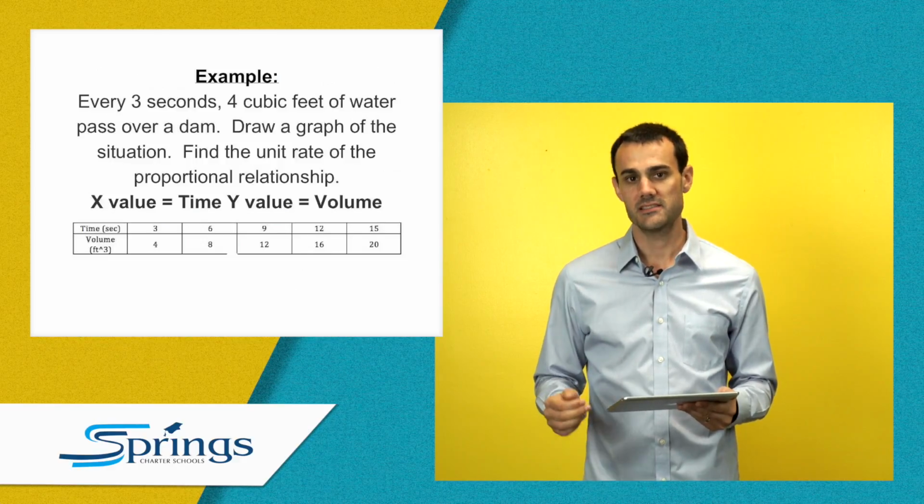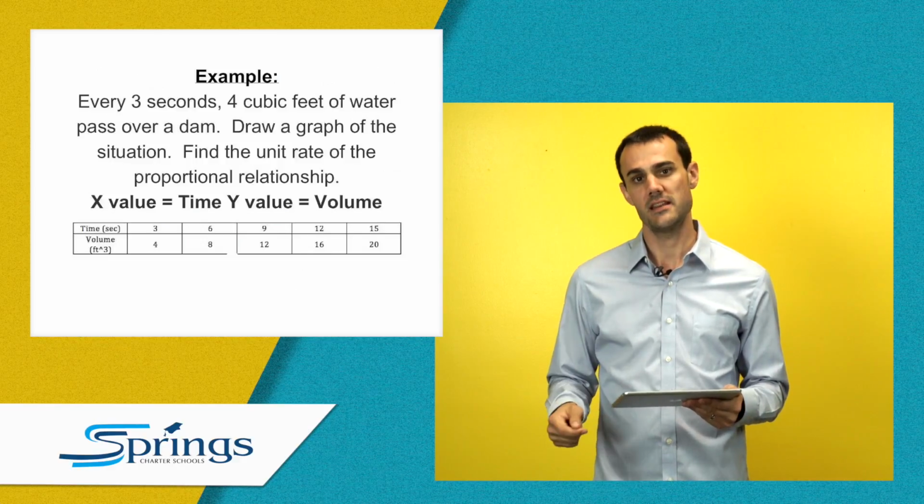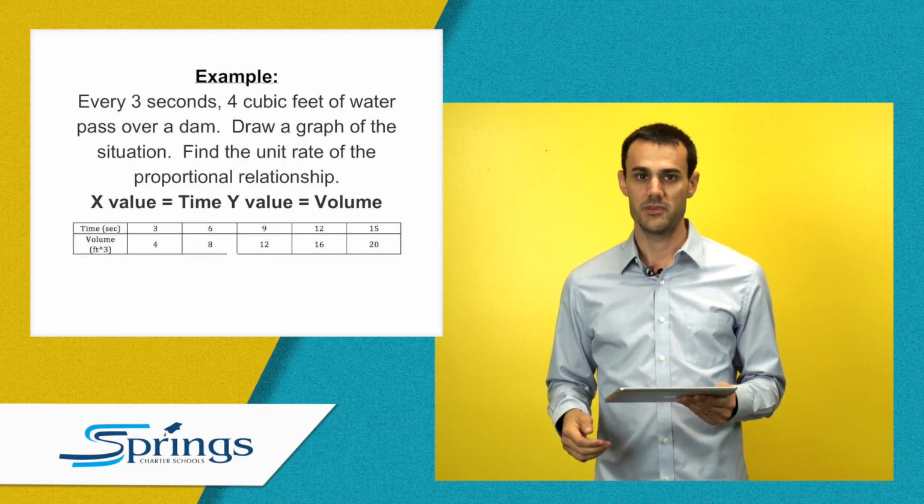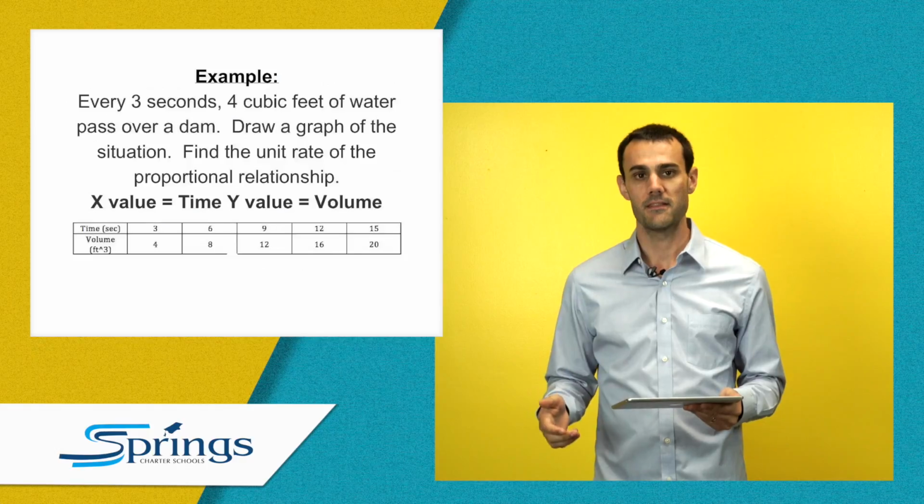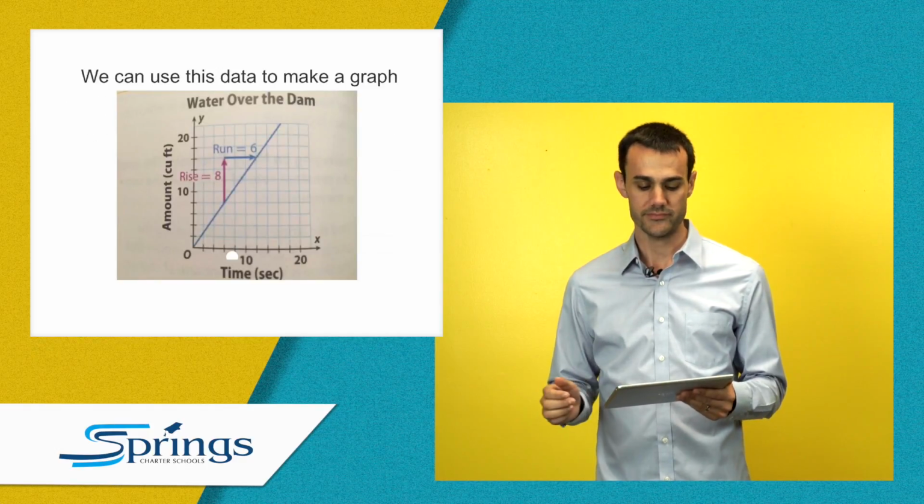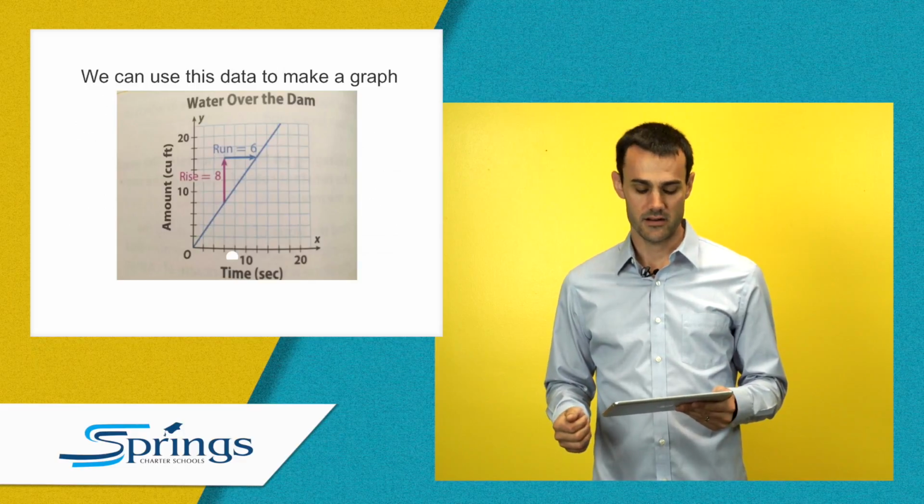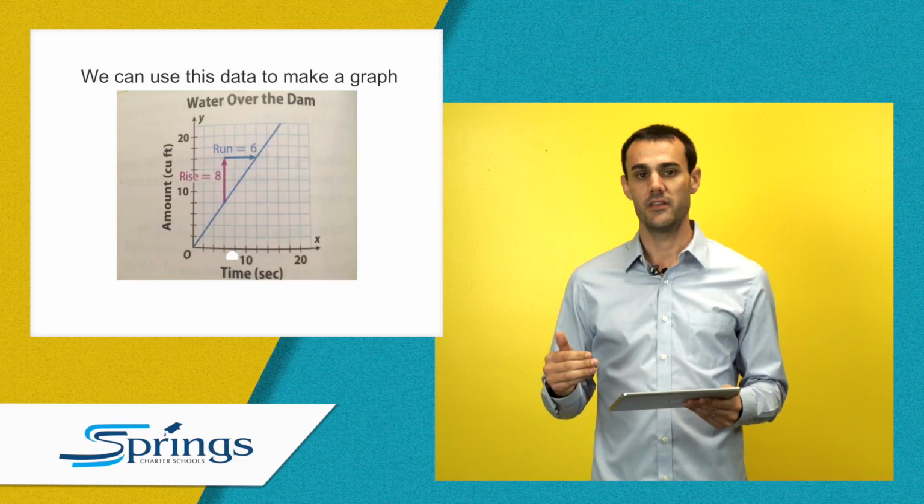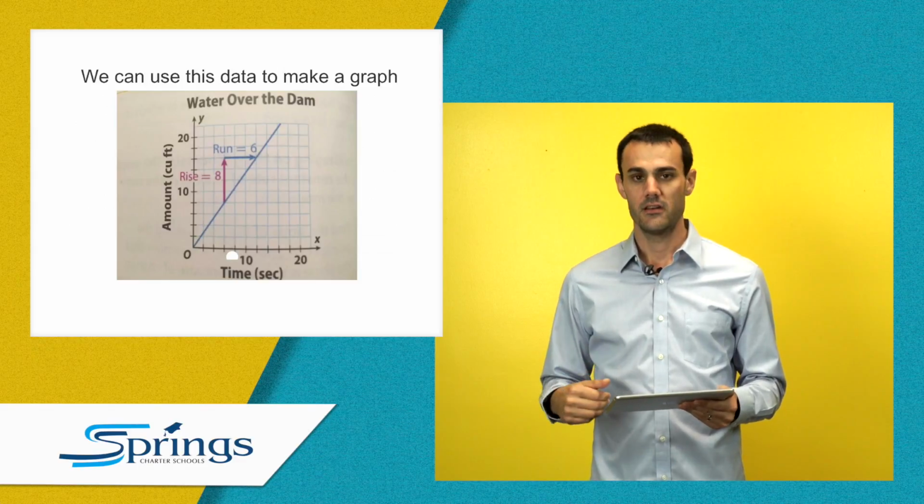So you can actually make sets of coordinates out of the information in this data table. The first coordinate would be 3, 4. The next one would be 6, 8, and so on down the line. Now if you plot those, you're going to get a graph that looks a little bit like this. We can see here clearly on our graph that we have time on the bottom and the amount of cubic feet on the y-axis on the left.